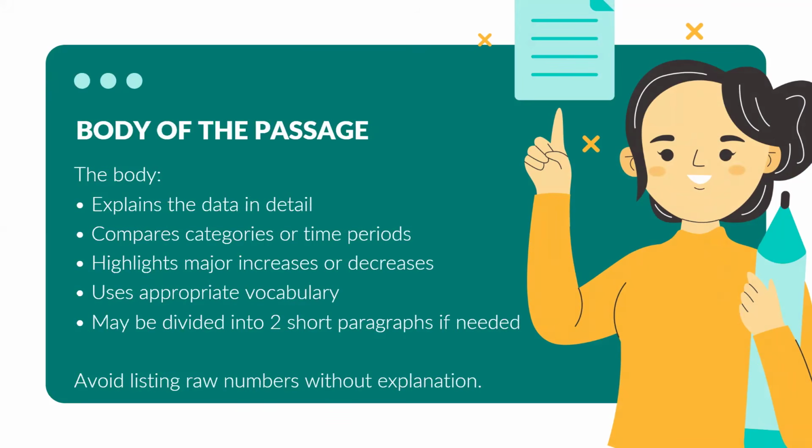Now, moving on to the body. Here is where your analytical skill shines. Compare, interpret, highlight trends, mention peaks, discuss declines. Don't dump numbers, explain them. Make the data speak. You have to be very careful in explaining the body because you should explain the data in detail. Compare categories or time periods, highlight major increases or decreases, use appropriate vocabulary, maybe divide into two short paragraphs if needed.